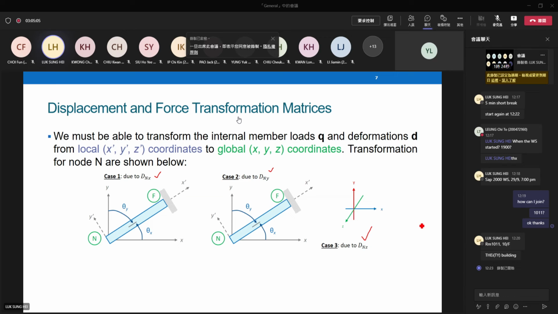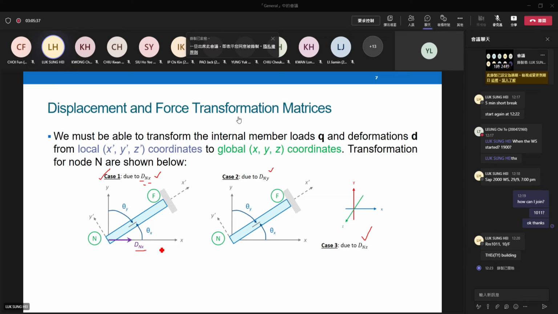We used this skill already in truss analysis. Say, for example, case one. Case one, we consider a displacement, DNx. This is capital D. Capital D means it is a global displacement at node n along the x direction, which means here, DNx: global displacement along the global x-axis at node n, horizontal direction.